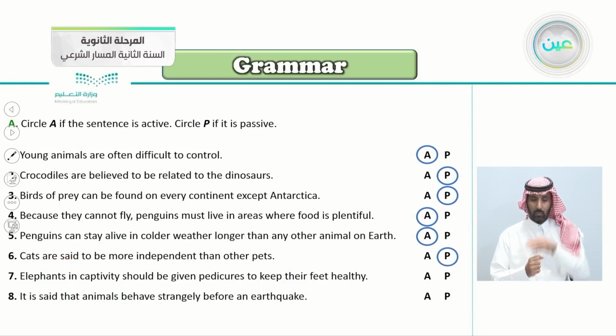Number seven, elephants in captivity should be given pedicures to keep their feet healthy. So this is an obvious one. This is a passive because the subject is not mentioned. You can say elephants in captivity should be given pedicures to keep their feet healthy by the owners of the zoo or something like that. You can mention the subject by using the word by.